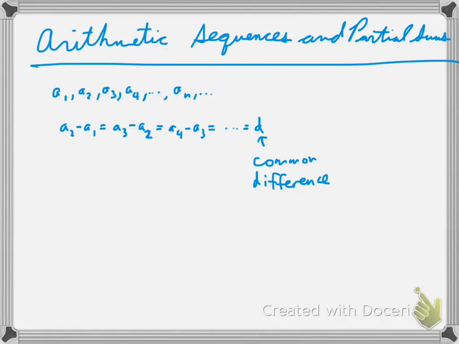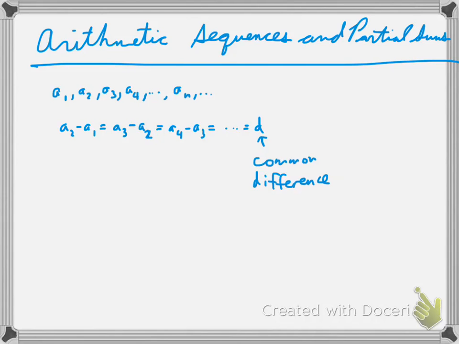So this common difference is just a number that I'm adding to the previous term to get my next term. Now this common difference can be a positive number or it can be a negative number. It doesn't matter. The point is I'm adding every time. Whatever that difference is, I'm adding it.